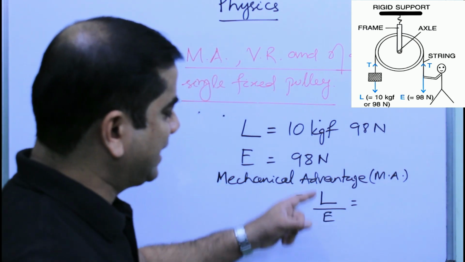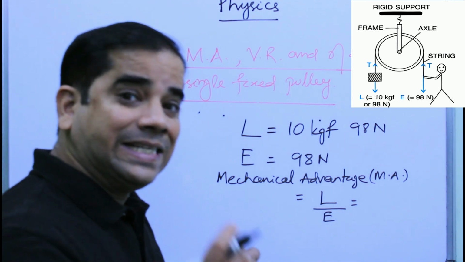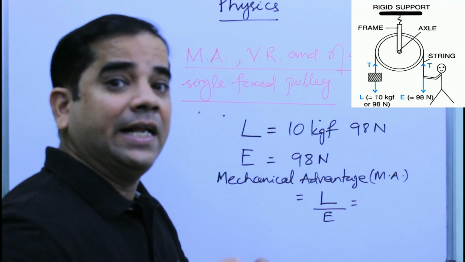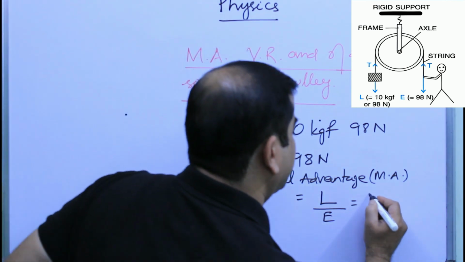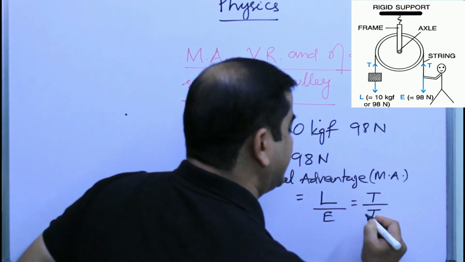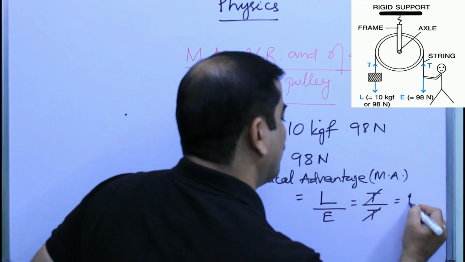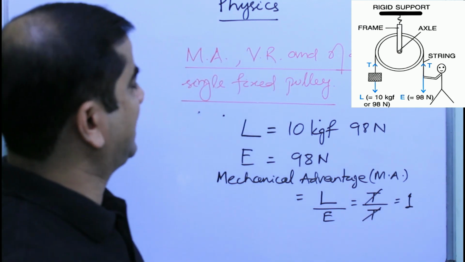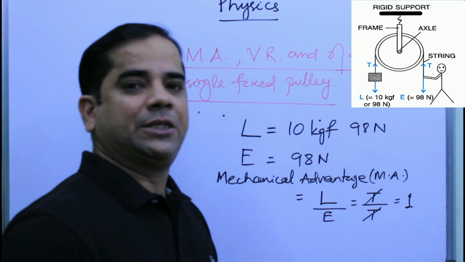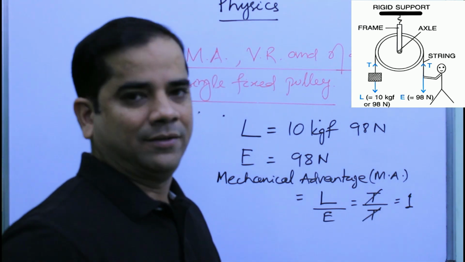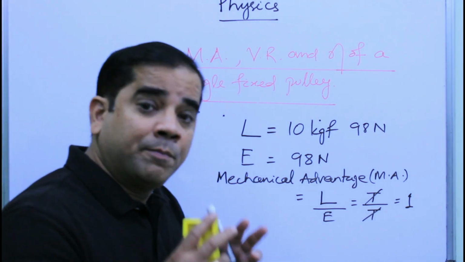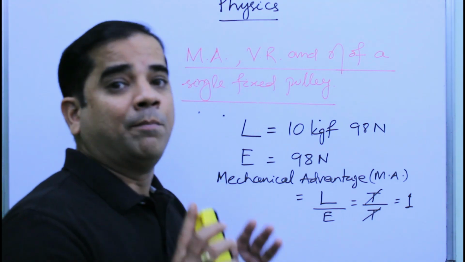Okay, and we know that they are equal to the tension that is acting in the opposite direction. So as per the tension which is acting in the opposite direction, we get 1. So mechanical advantage of the single fixed pulley is equal to 1. So this is when the pulley is in its stable position.